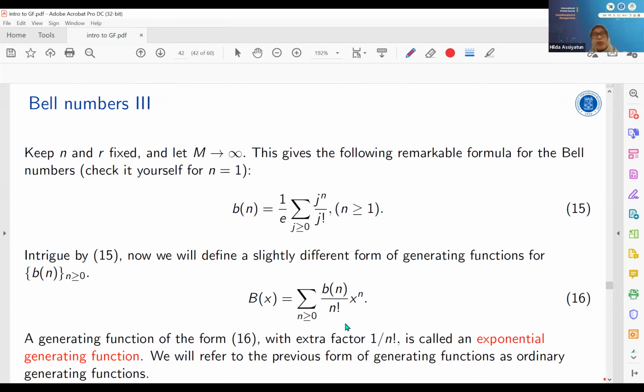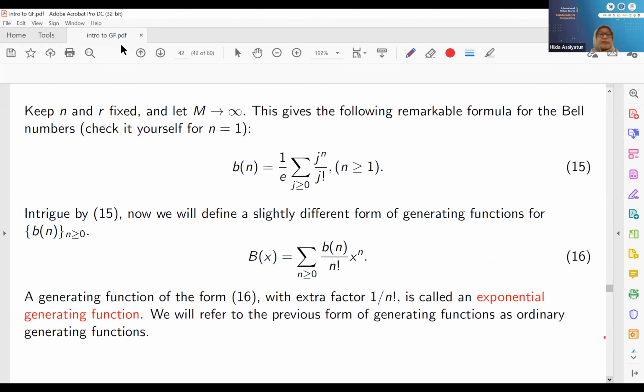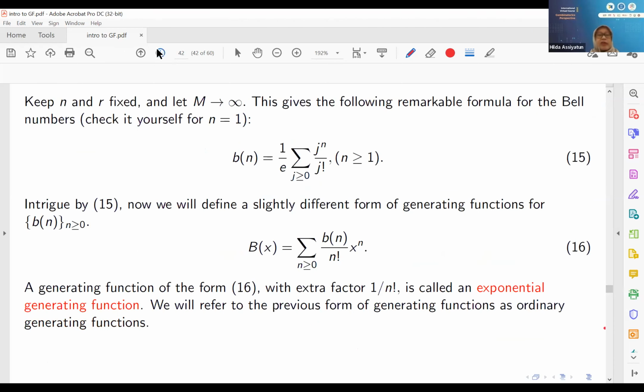The difference between this and the previous one is that we have the extra factor 1 over n factorial. In the previous one, the ordinary generating function, we don't have that factor. So this is the exponential generating function.